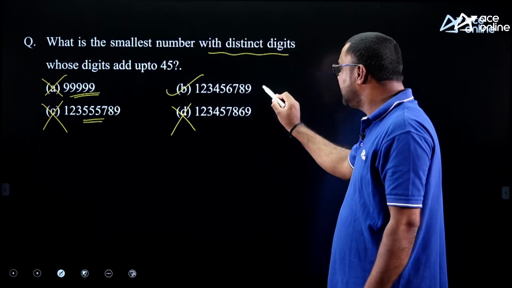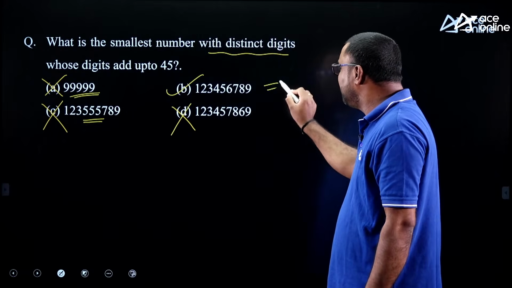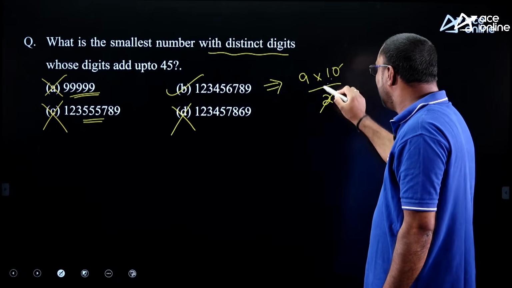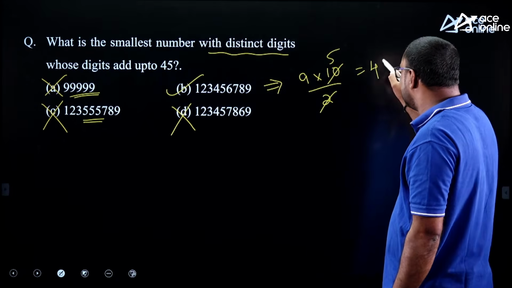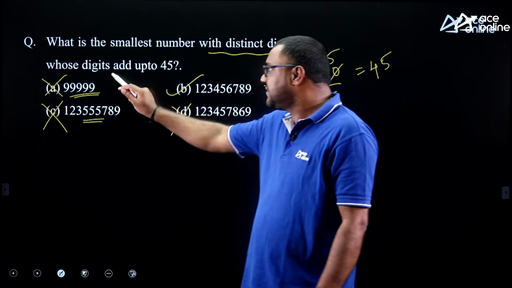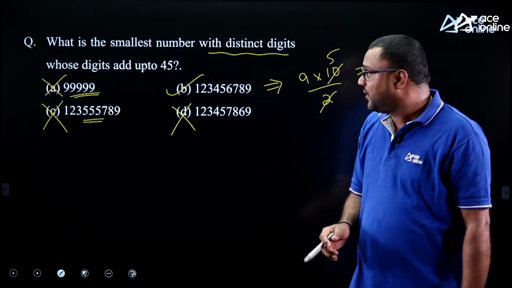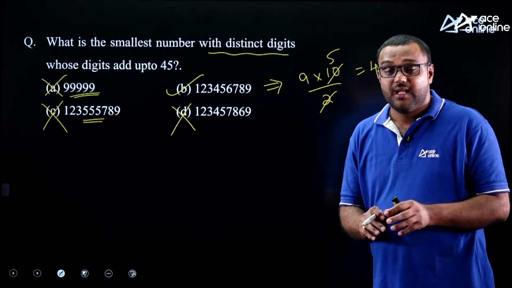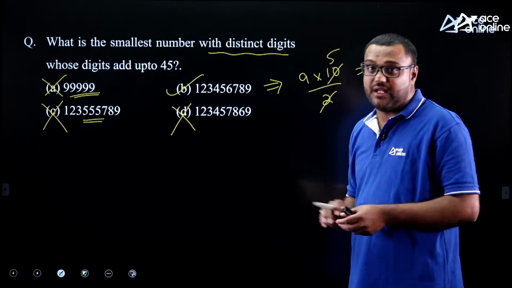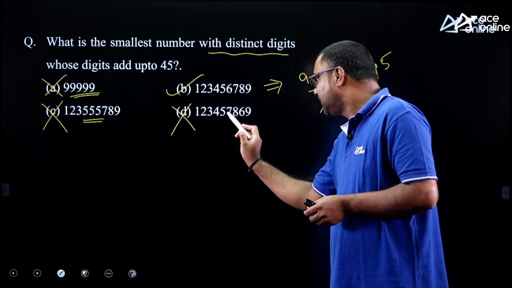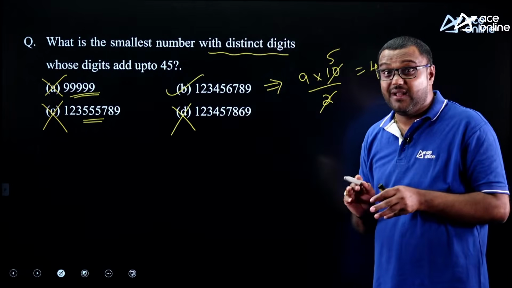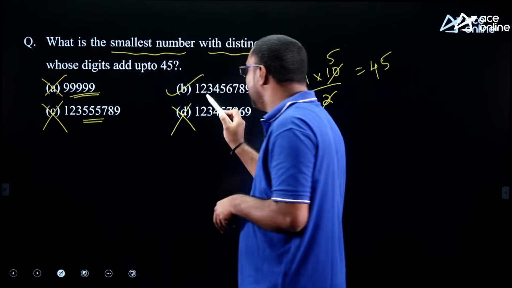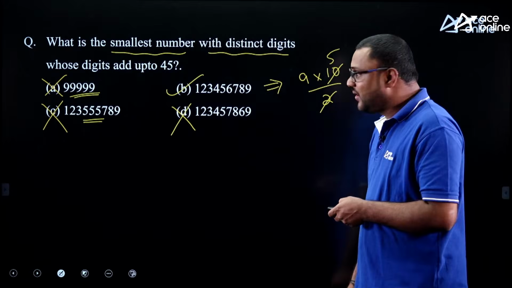And here the sum of these digits is the sum of natural numbers up to 9. So n into n plus 1 divided by 2, I hope you got 45. So that is also satisfied. Sum of digits must add up to 45, and it should be all different digits, available in B and D. D also will give sum of digits 45, because 1, 2, 3, 4, 5, 6, 7, 8, 9 are all available. They are asking smallest. So to satisfy that smallest, we have to go with option B, right?